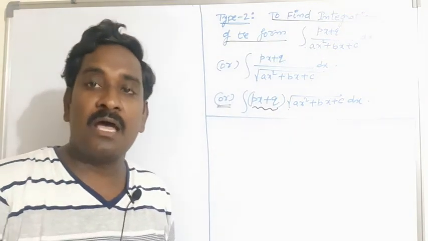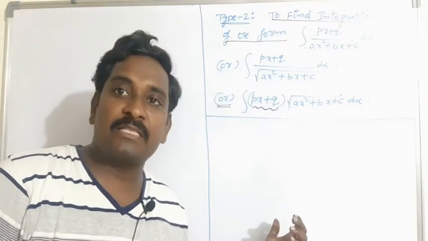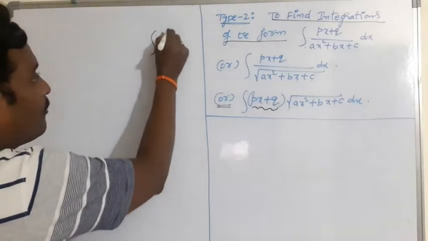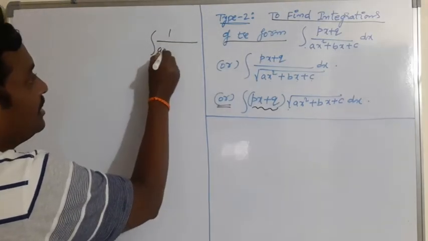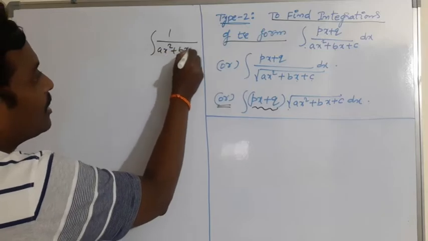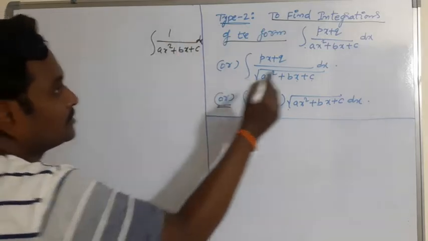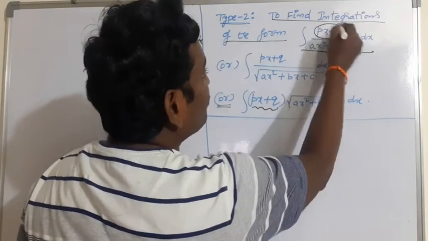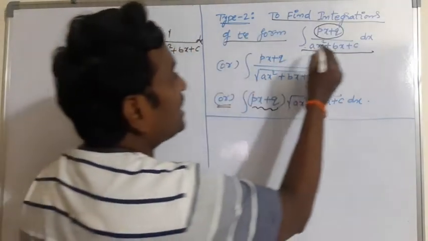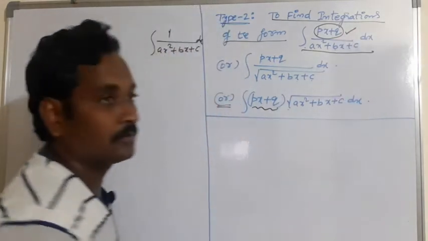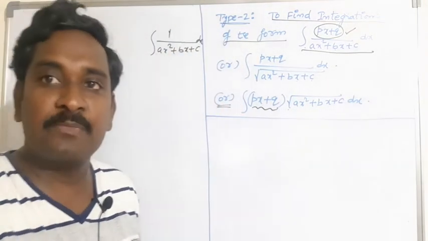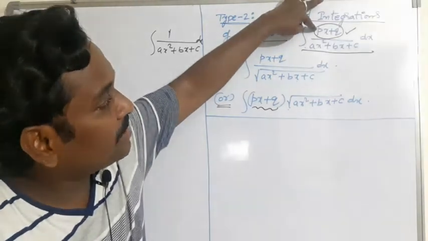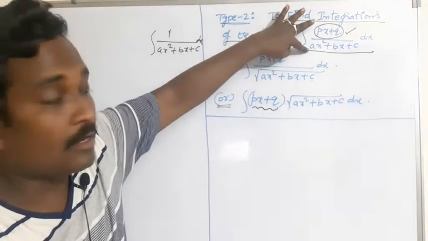What is the difference between the previous method and this method? In the previous method, in the numerator we have only 1. In the denominator we have a quadratic term. But in this method, the numerator is not 1. The numerator is a linear term, a first degree term. Linear term is nothing but first degree term. So, the numerator is a linear term, the denominator is a second degree term.